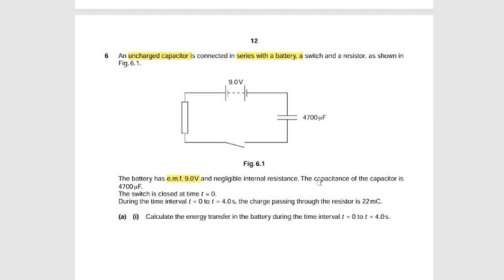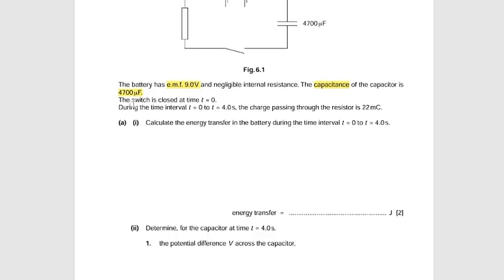The capacitance of the capacitor is 4700 microfarads. The switch is closed at time 0. During the time interval t = 0 to t = 4 seconds, the charge passing through the resistance is 22 millicoulomb. Calculate the energy transferred in the battery during the time interval 4 seconds.